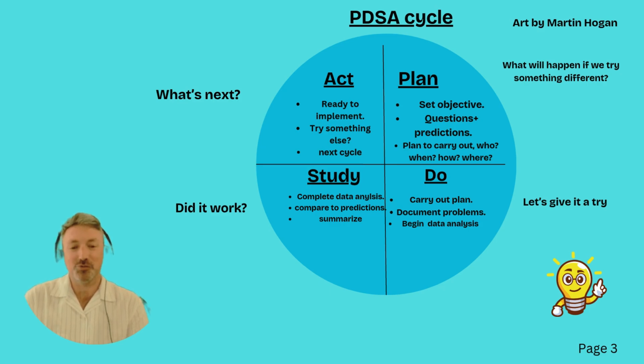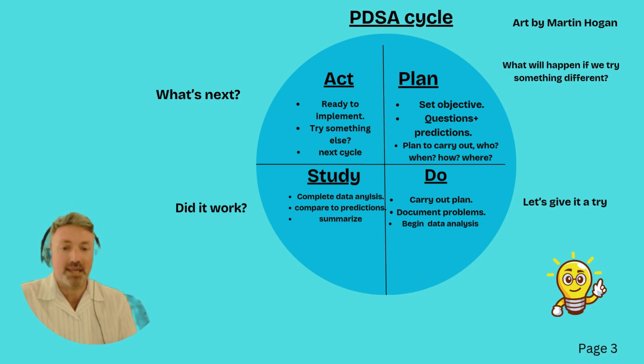And then over to the do section. Did I say that right? Do. And that's when I'm going to carry out the plan. I'm going to document problems and begin to data analyze. And the question there is, let's give it a try. And then the study section is the complete data analysis, compare to predictions and summarize. And the question there is, did it work? And then the act section is ready to implement, try something else, and the next cycle. So the question there is, what's next?